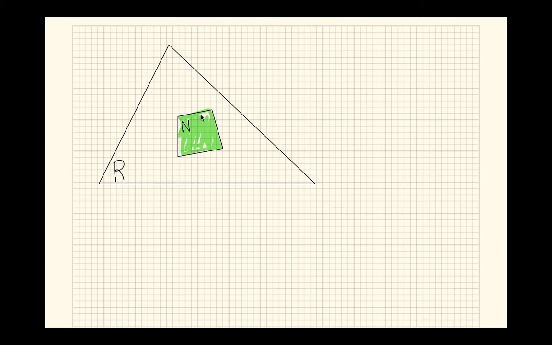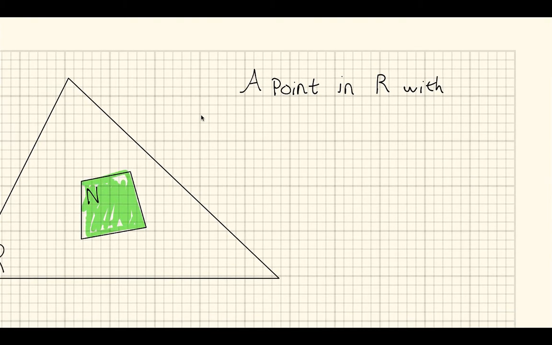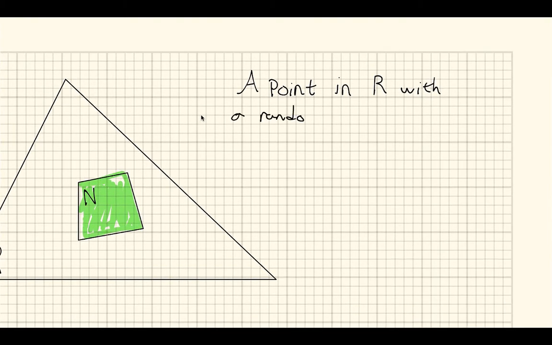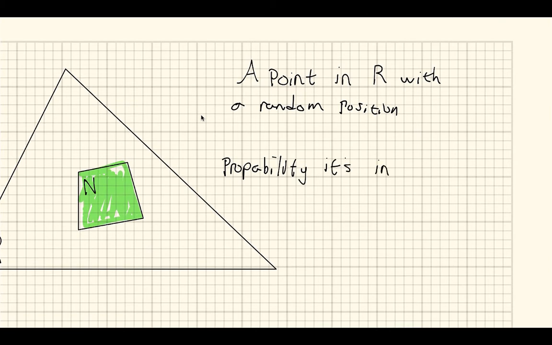And so that kind of probability: a point in R with a random position. What's the probability it's in N? So we choose a point in here. What's the probability it's in N?